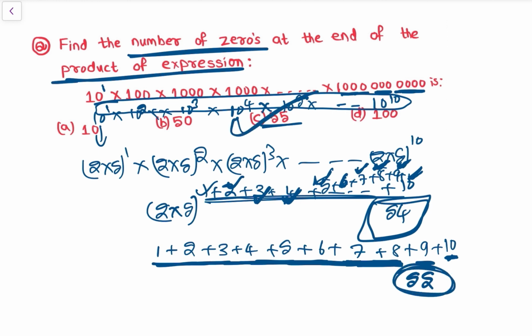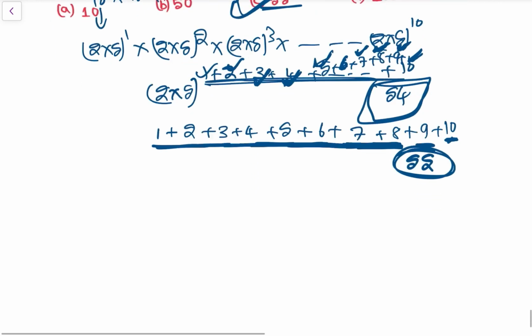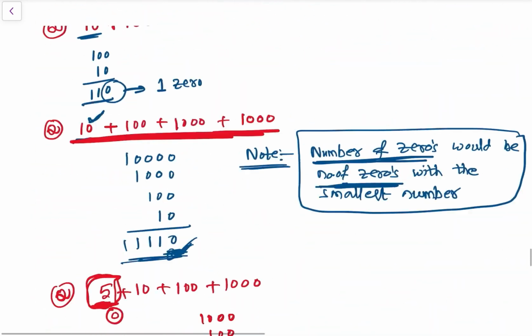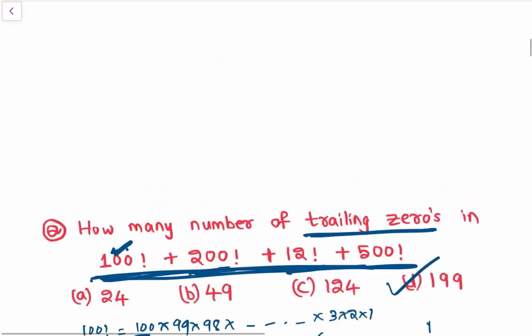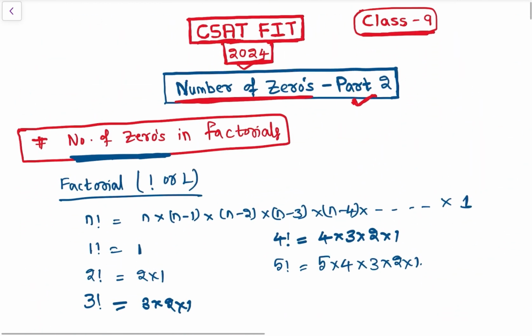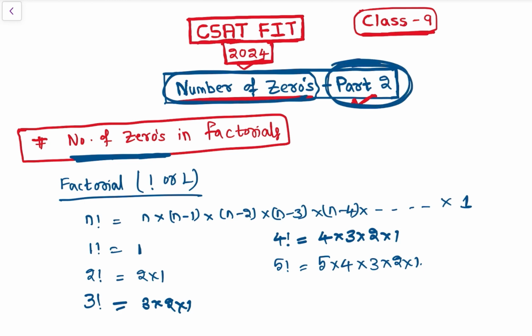Okay, so that's how we need to calculate, and that's it. So with this we are done with the number of zeros part. So both the parts are over. So we are done with number of zeros.